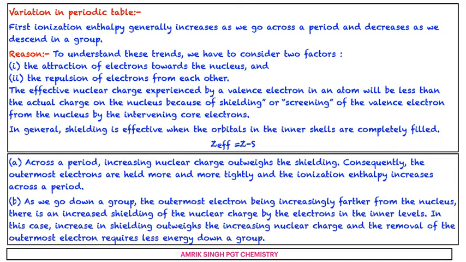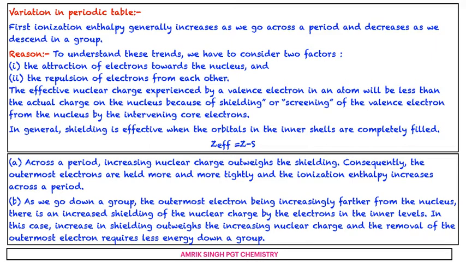Variation of ionization enthalpy in the periodic table. First ionization enthalpy generally increases as we go across a period and decreases as we descend a group. Left to right, ionization energy increases, and top to bottom in a group, it decreases. Reason: to understand these trends, we have to consider two factors: the attraction of electrons toward the nucleus, and the repulsion of electrons from each other.